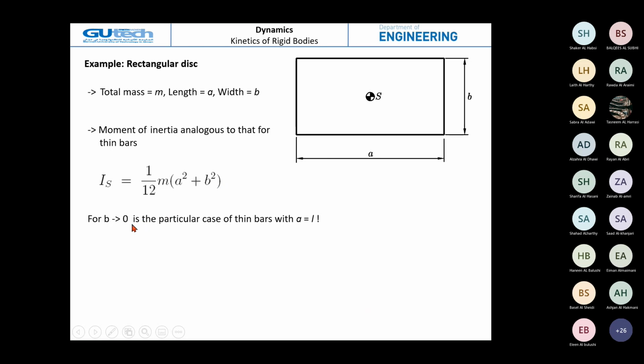For b approaching 0, it is the particular case of the thin bar with a equal to L. That means if we now neglect the width, b, it will be equivalent to the thin bar.